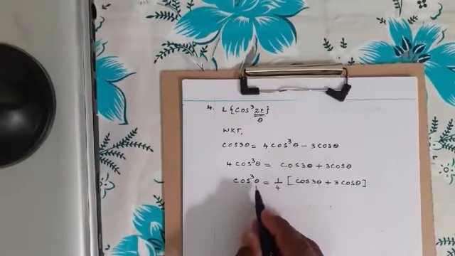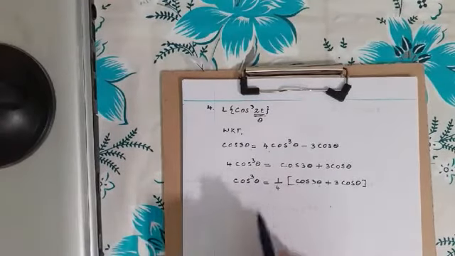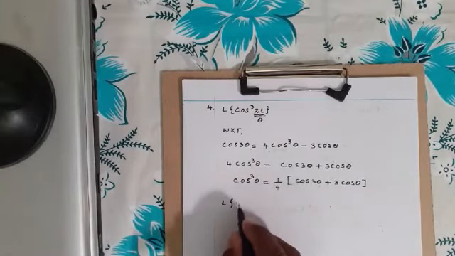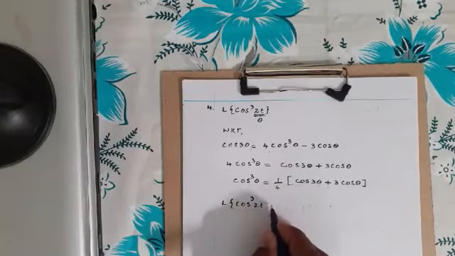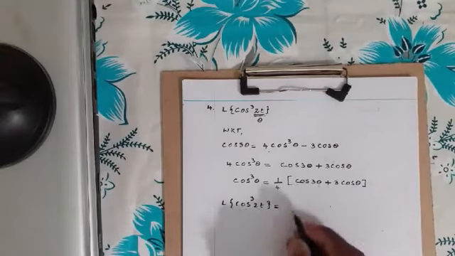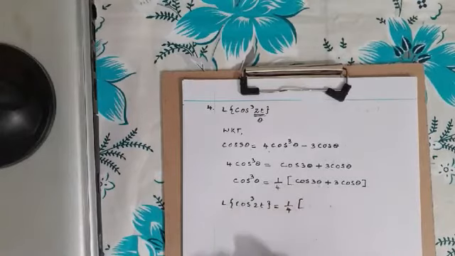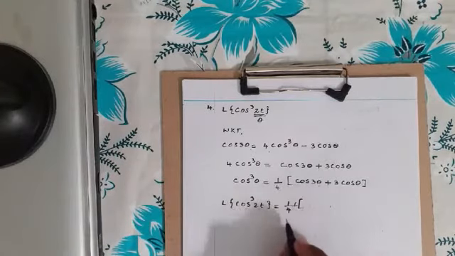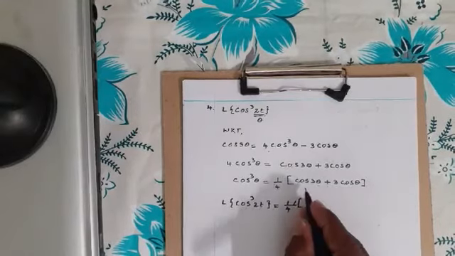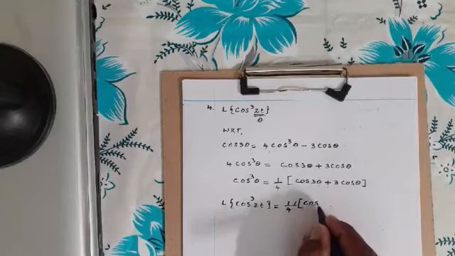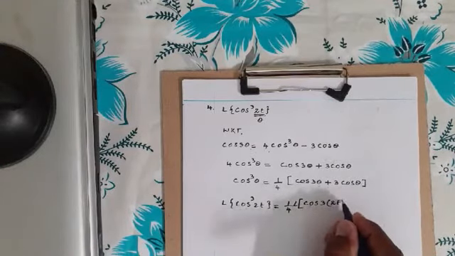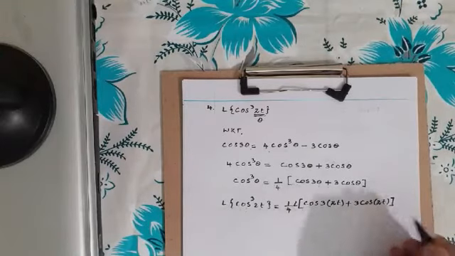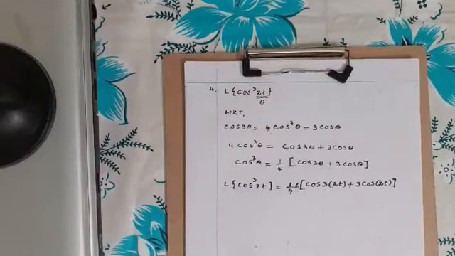Now here, as I have told you, 2t is nothing but theta. In the place of theta you can write 2t, so I write L of cos cube 2t is equal to 1 upon 4 L of, you can write this whole term, that is cos 3 into 2t plus 3 into cos 2t. So you can write a flower bracket or you can write a box.